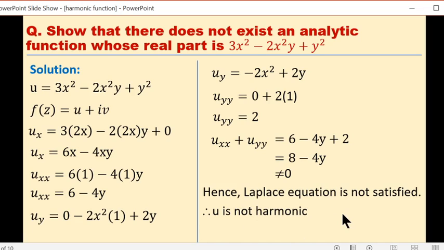And if u is not harmonic, that means f of z is not analytic. Okay? So this was proving that there does not exist an analytic function, meaning this function cannot be analytic. So that is what we have shown. f of z is not analytic. Did we understand this?